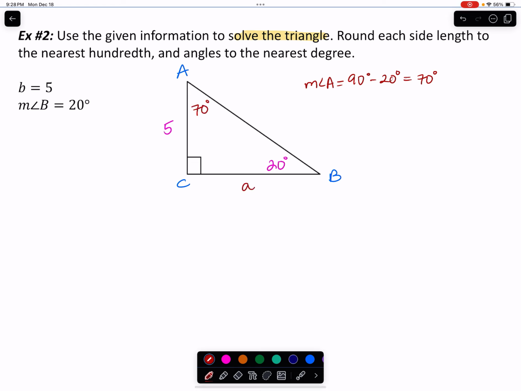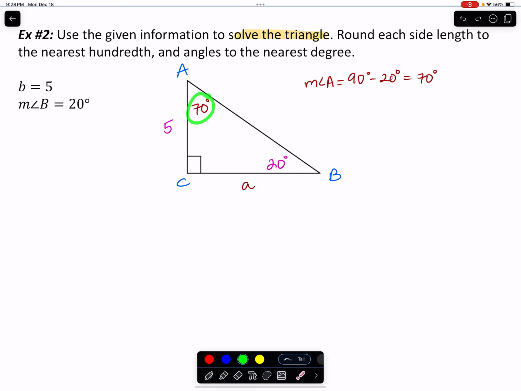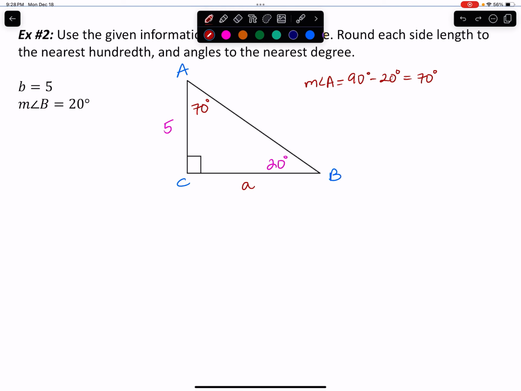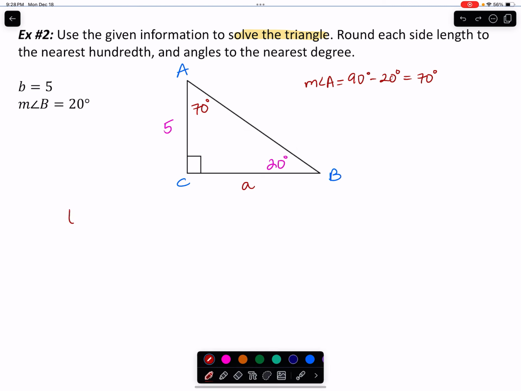I want to try and find side A next. To find side A, I'm actually going to use a trig ratio. So I know angle A is 70. I know this side here, and I know this side here. Those 2 sides relative to angle A are the opposite and the adjacent sides. The trig ratio that utilizes the opposite and adjacent is going to be tangent. So I'm going to use the tangent of angle A. So it's going to be the tangent of angle A, which has a measure of 70 degrees, equal to the opposite side length divided by the adjacent side length.